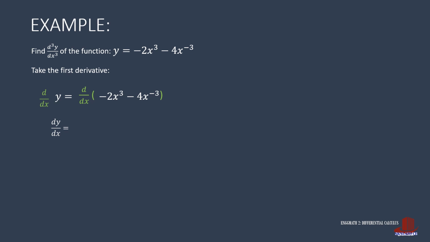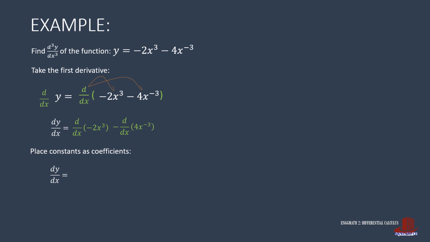The next step is to distribute d over dx among the terms in the binomial, making dy over dx the derivative of negative 2x cubed minus the derivative of 4x raised to negative 3. As the terms get simpler, we start the computation by placing out the constant. This is the constant multiple rule.